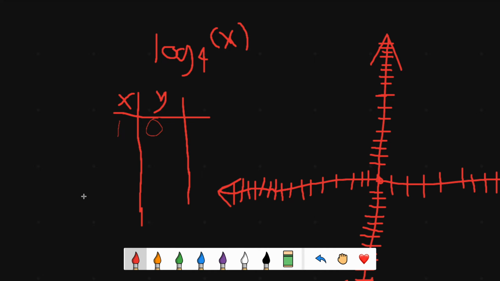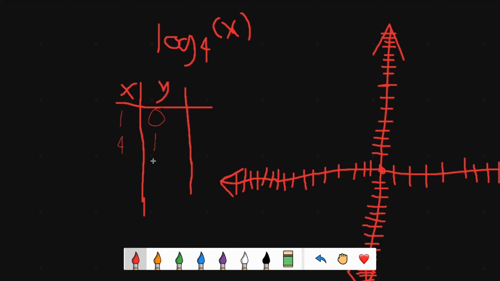And now what about 4? 4 to the power of what will be 4? It's 1. Now what about 4 to the power of what equals 16? It's 2. As you can notice, when you multiply by 4, the values keep increasing.